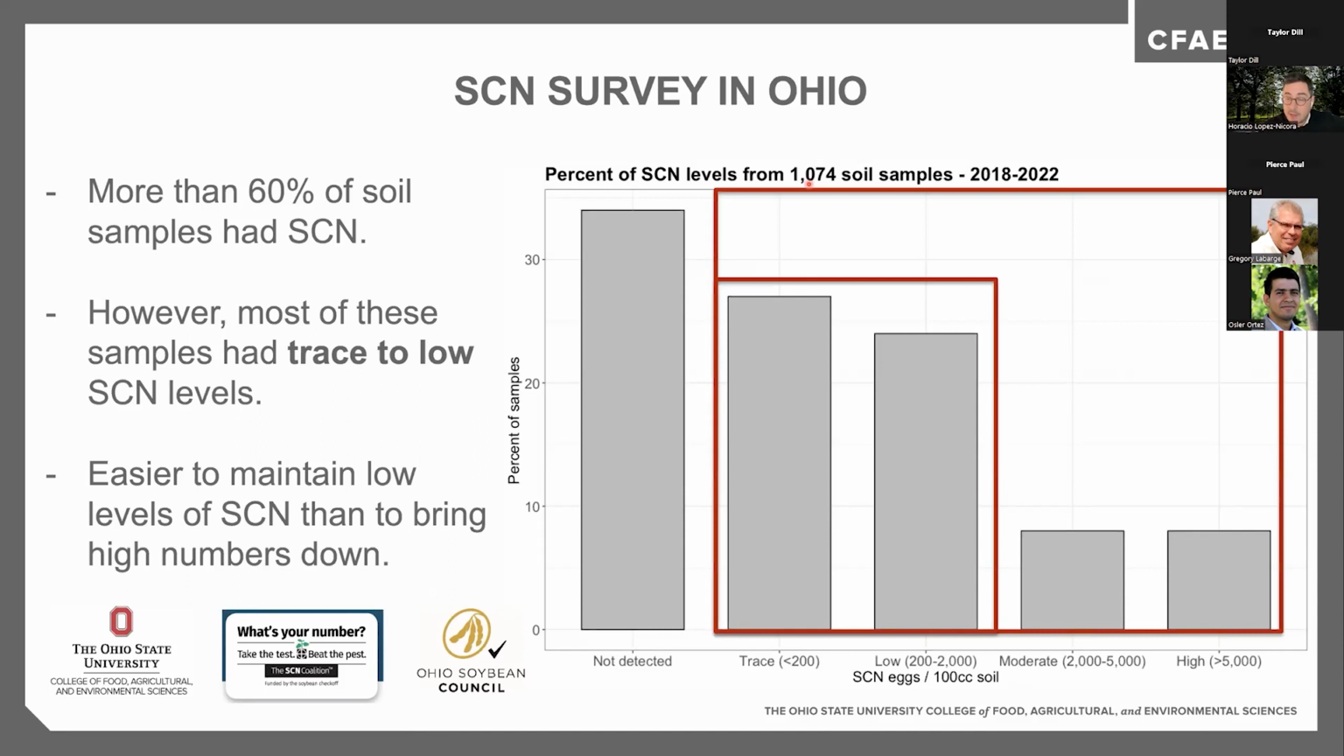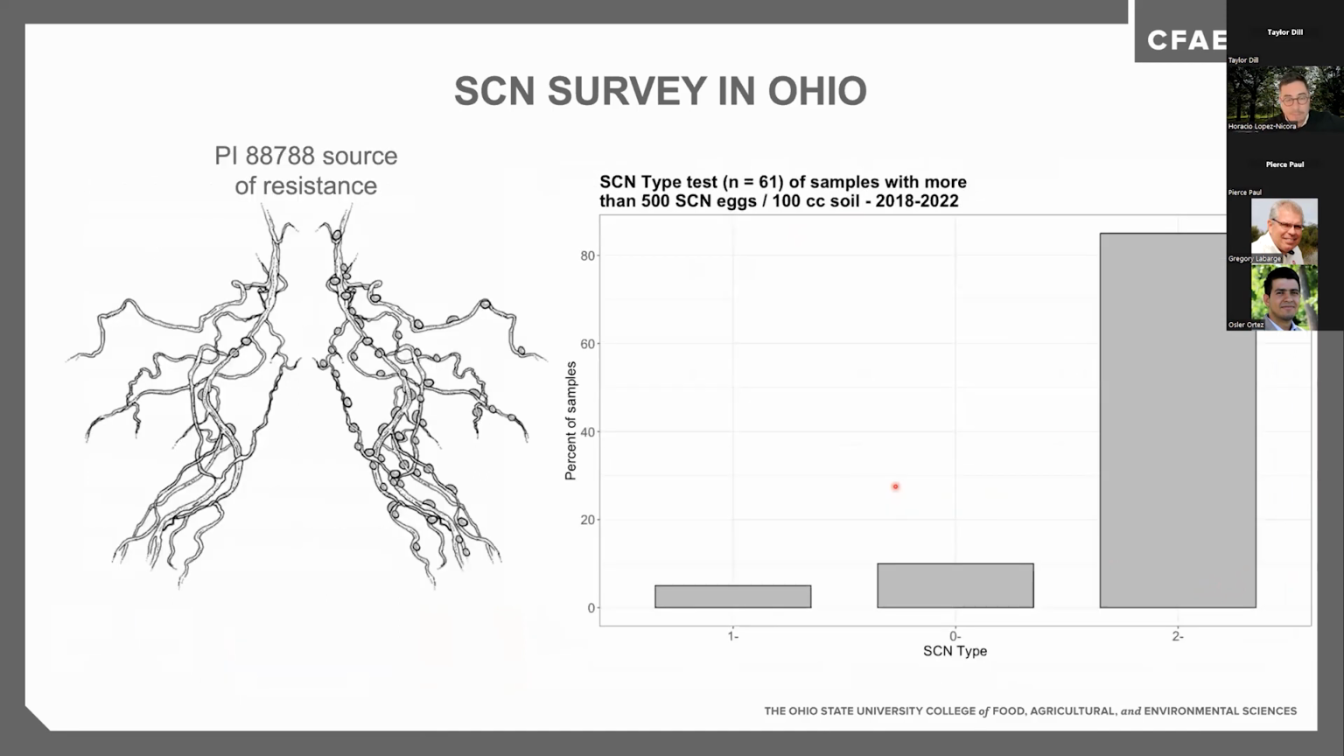Fortunately, though, most of those samples that tested positive have low levels of soybean cyst nematode. We do have, however, fields with very high levels. But the point here is that it's easier, I should say, to keep levels low in a field than to bring those very high levels of soybean cyst nematode down below a damage threshold. We continue also identifying the different virulence profiles of our populations in Ohio.